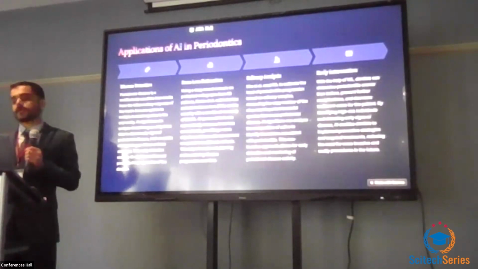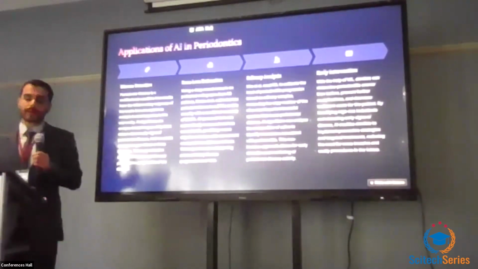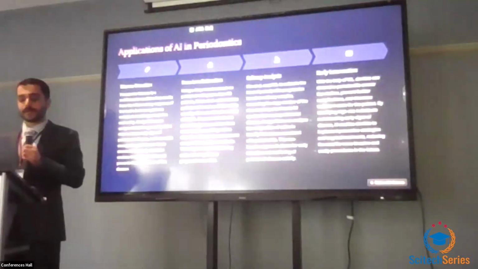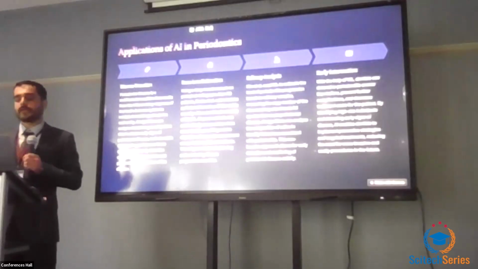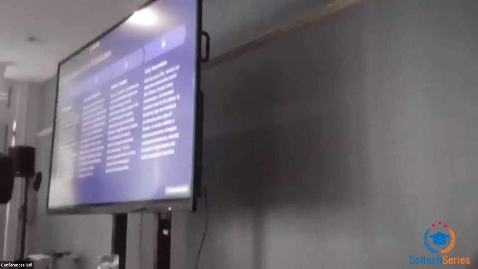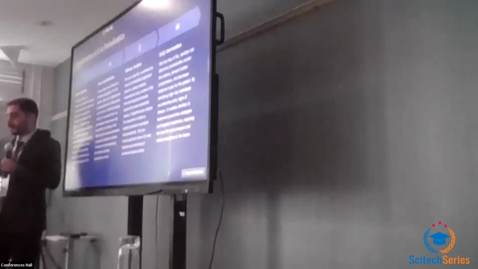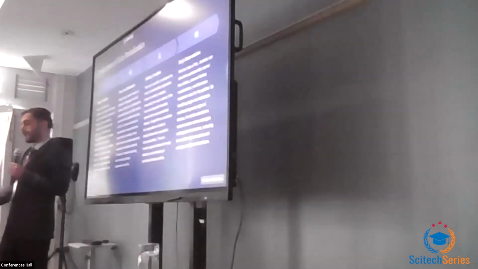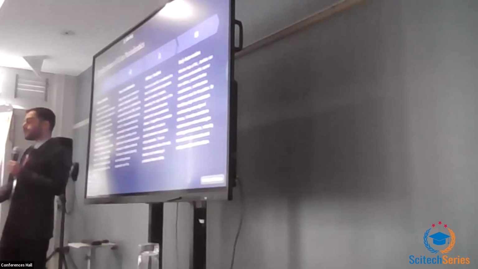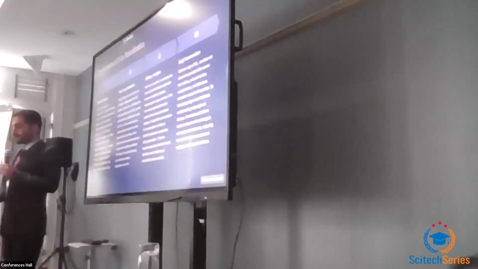First, we go through the applications of AI in periodontics. As you know, periodontitis and other gum diseases are multifactorial conditions, and they need different inputs. If different inputs are needed for the clinician to diagnose, AI can help diagnose much earlier. And as you know, early diagnosis of periodontic diseases is very important to prevent illness.